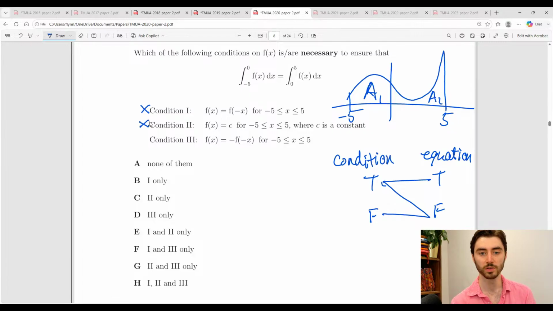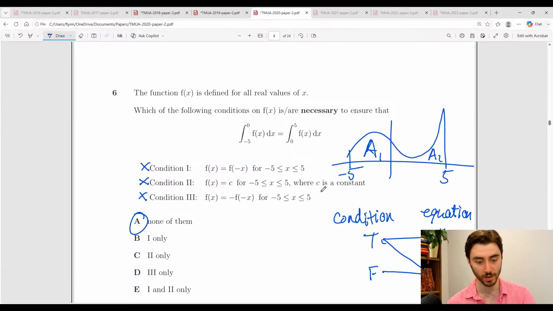Condition 2 is false, and the thing is still equal. And condition 3 is false, and the thing is still equal. So none of these are necessary. You can arrive at this equation being true without any of these conditions being met. So in this case, the mapping is helpful to simplify the question for you.